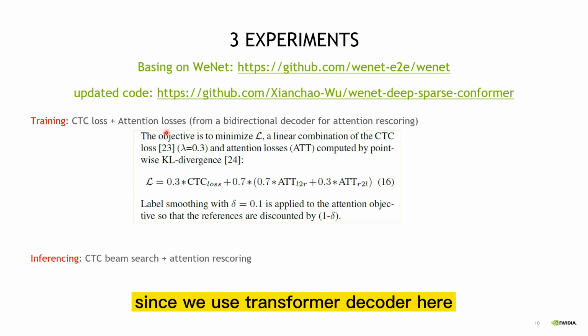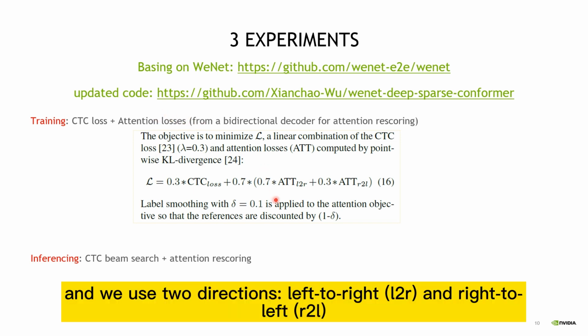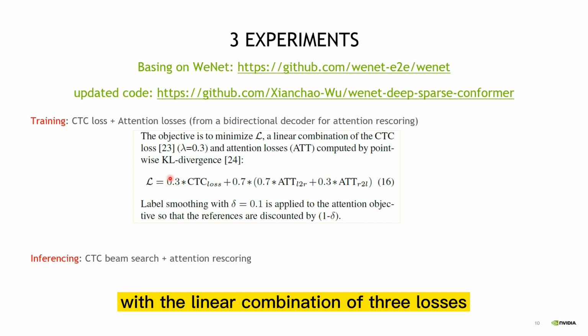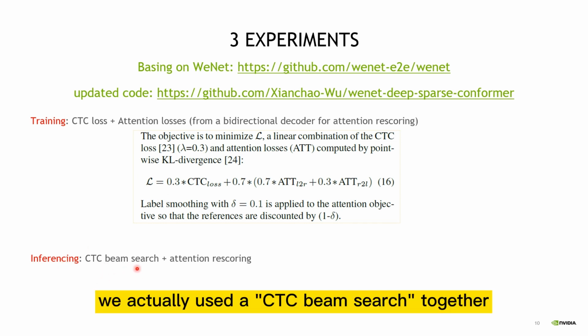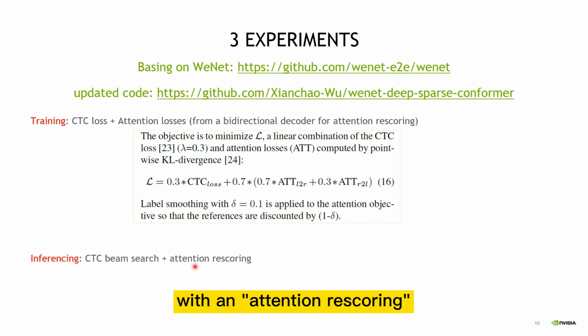Since we use a transformer decoder here, and we use two directions, left to right and right to left, we use a linear combination of the three losses to compute the final loss. So during inference, we actually use the CTC beam search together with attention rescoring.